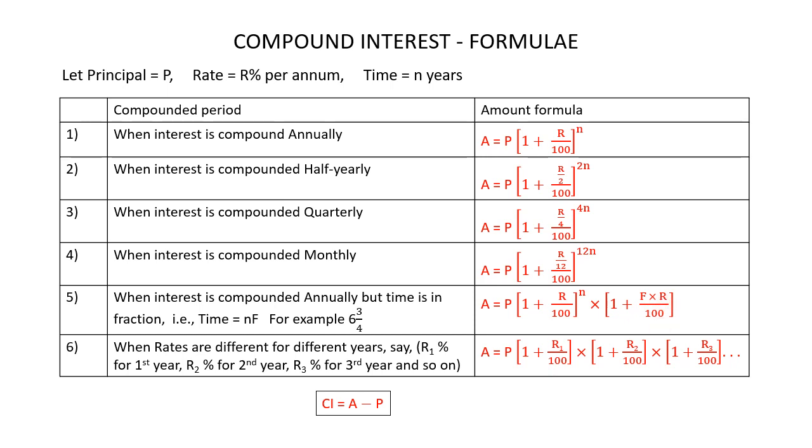Now in this particular example where time is 6 3 by 4, the formula to find the amount would be A is equal to P multiplied by 1 plus R by 100 raised to the power 6, multiplied by 1 plus 3 by 4 multiplied by R divided by 100.